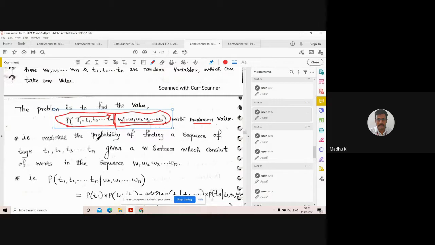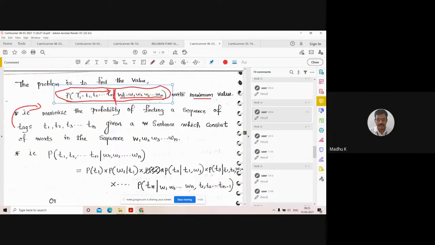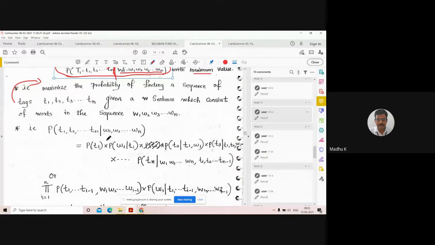So that is, maximize the probability of finding a sequence of tags T1, T2, T3, etc., Tn, given a sentence which consists of words in the sequence W1, W2, W3, etc., Wn. We will formulate the problem in this way. Now, how can we solve this equation using the Markov model concept? This is the equation for solving it. Please study it. This is the Markov model approach.